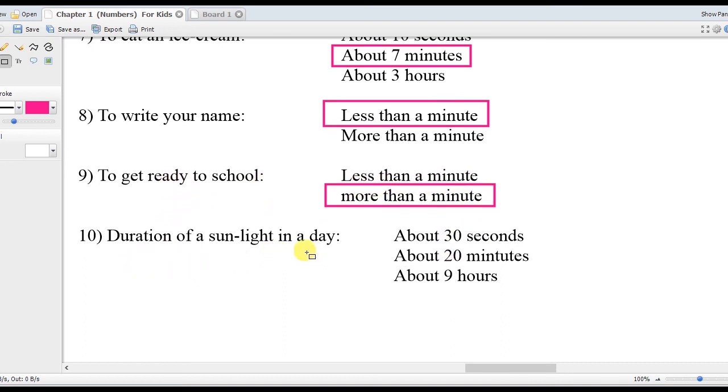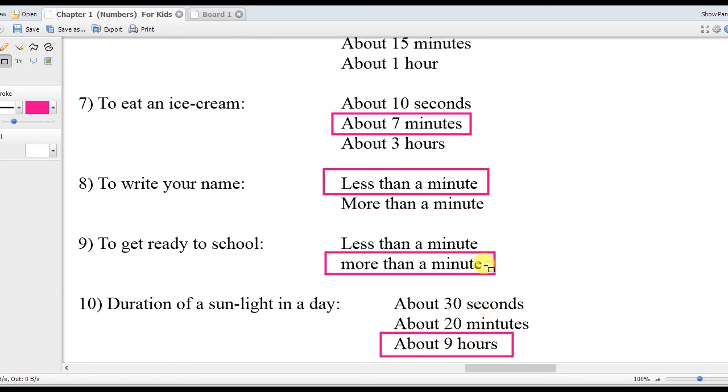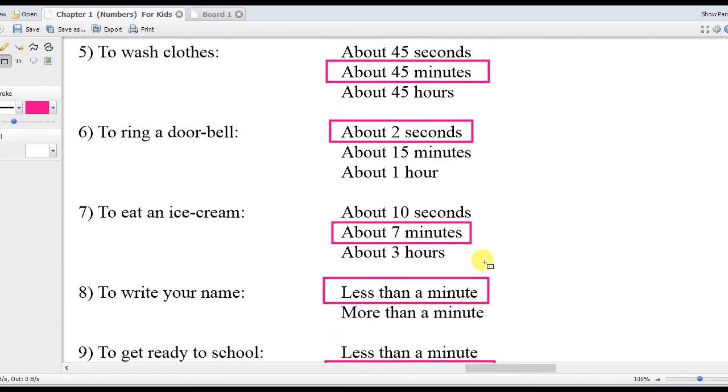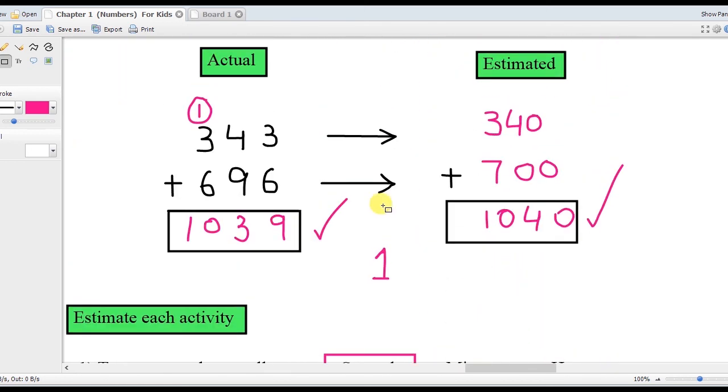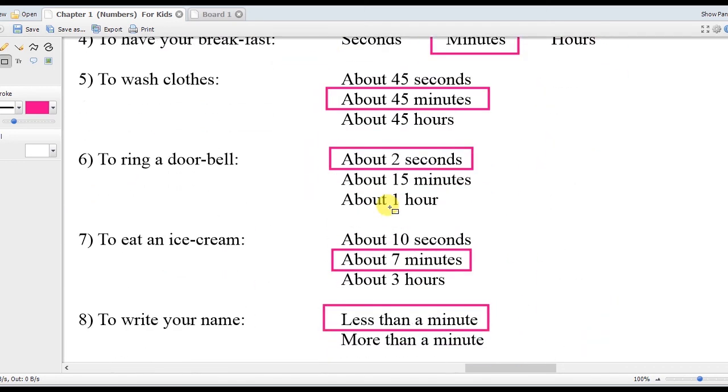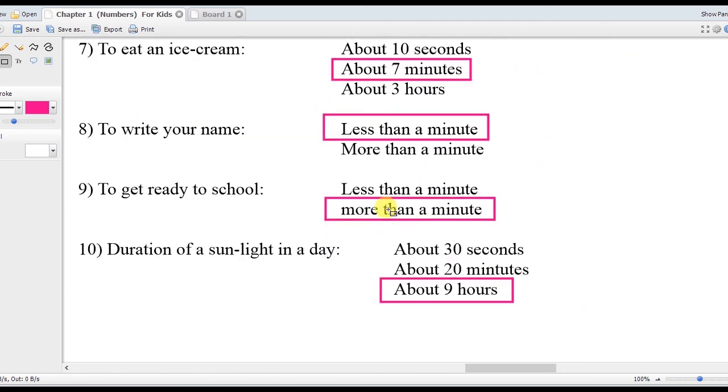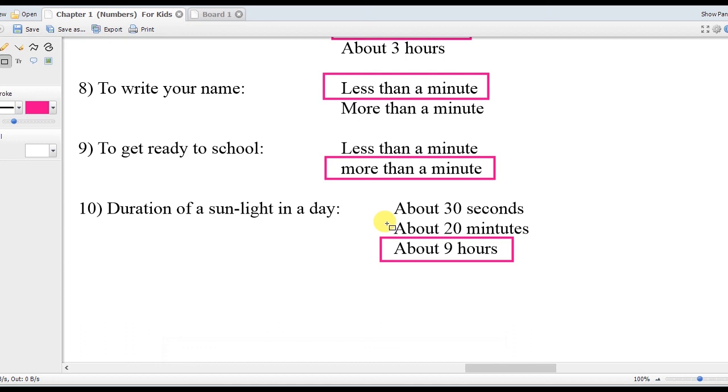Duration of sunlight in a day. During the daytime, the sun will be there with us for how long? About 9 hours. So this is how you estimate things. This is a very basic activity for general information about our daily life activities. When it comes to numbers, we have solved one mathematical question. So here comes the end of our today's session. Many congratulations.